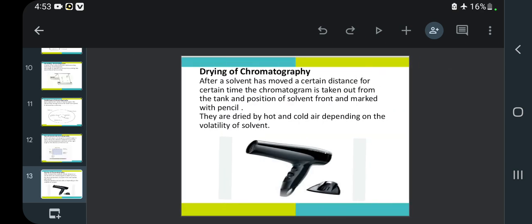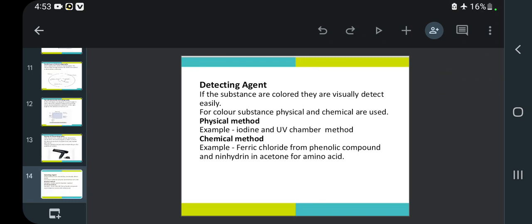Drying of the chromatogram. After the solvent has moved a certain distance for a certain time, the chromatogram is taken out from the tank and the position of the solvent front is marked with a pencil. They are dried by hot or cold air depending on the volatility of the solvent.